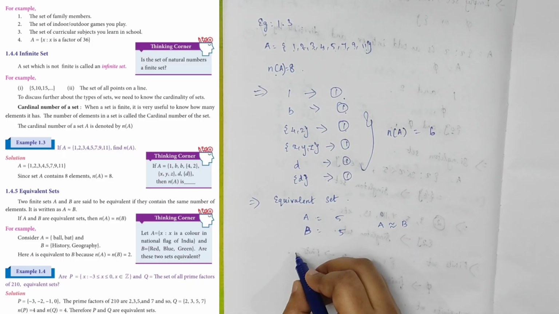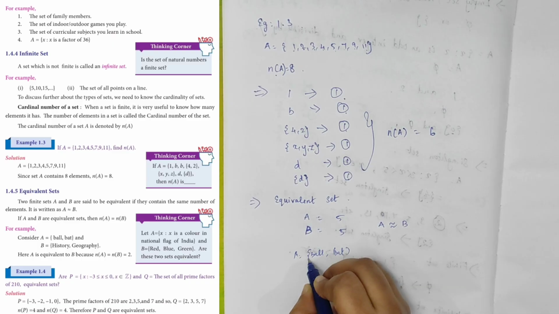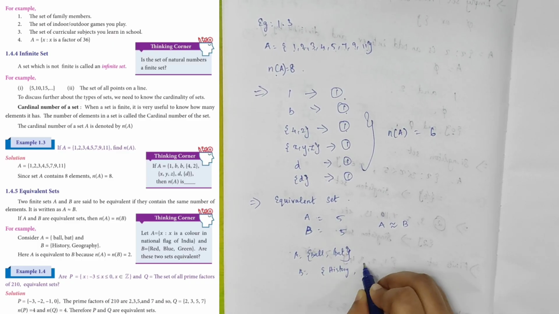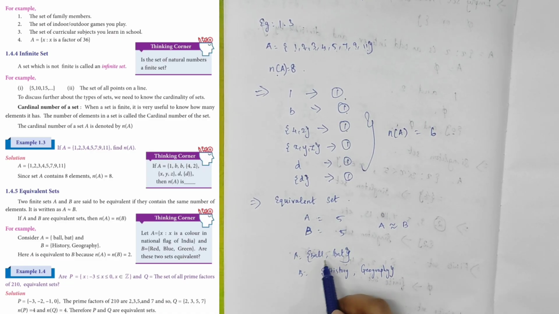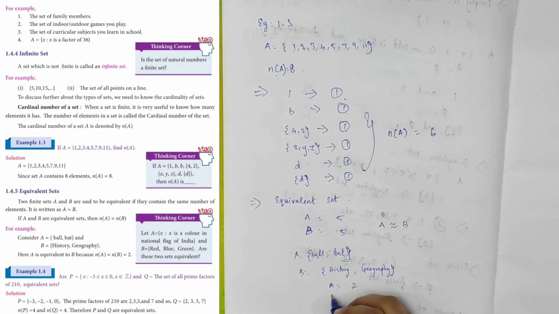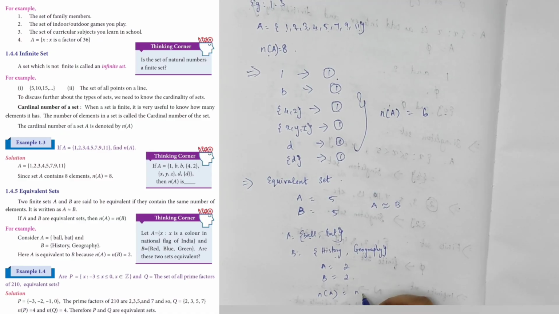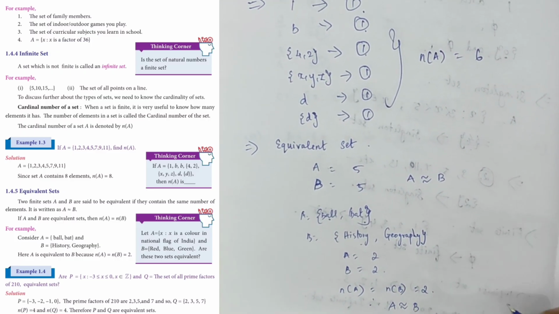Okay. For example, A is equal to {ball, bat}. B is equal to {history, geography}. Now we are going to count the number of elements. Ball, bat, 2 elements. And for B, history, geography, 2 elements. So n of A is equal to n of B, that is equal to 2. Therefore, A is equivalent to B.